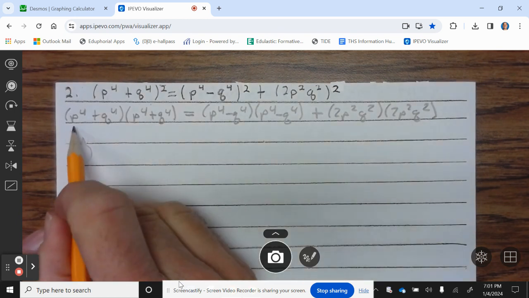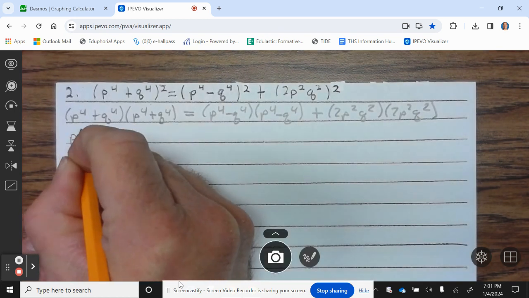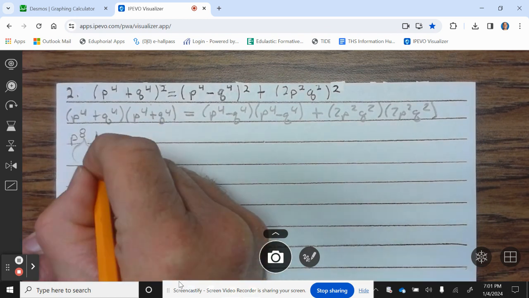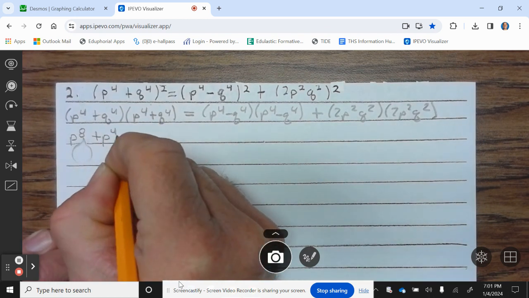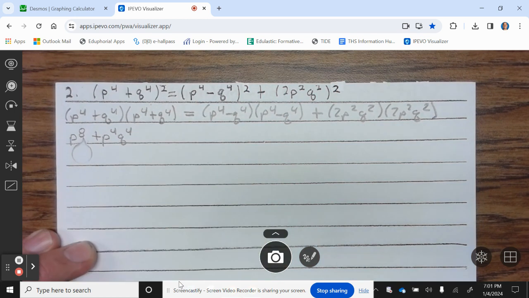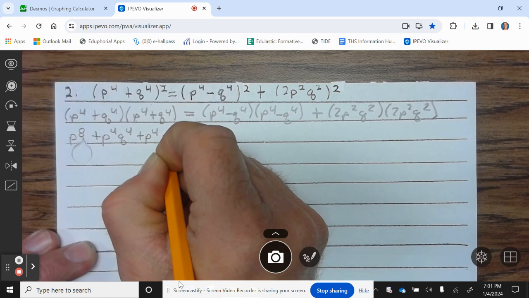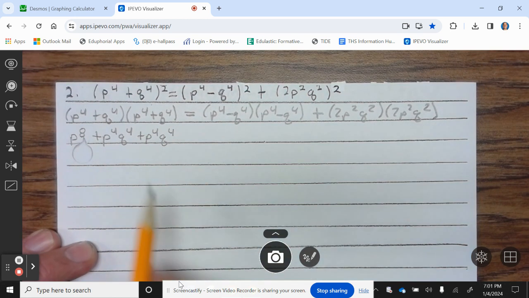Okay, so P to the fourth times P to the fourth is P to the eighth. P to the fourth times Q to the fourth is plus P to the fourth Q to the fourth. Q to the fourth times P to the fourth is plus P to the fourth Q to the fourth.